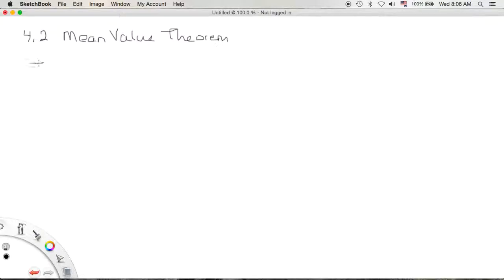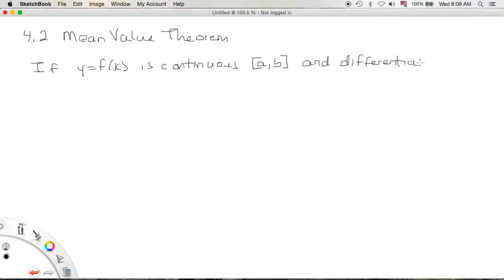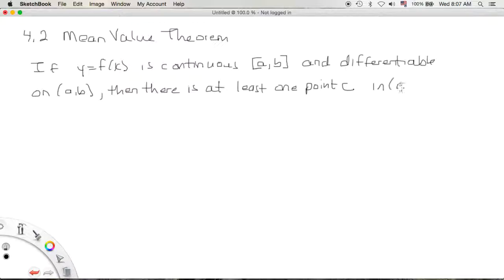And the mean value theorem says, if you have a function and it's continuous on a closed interval, remember a closed interval means that it includes the endpoints, and it's differentiable on the open interval, then there is at least one point C in this open interval at which the derivative equals the slope of the secant line. Now remember, the slope of the secant line is an average.